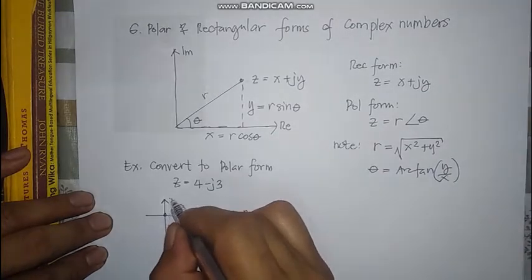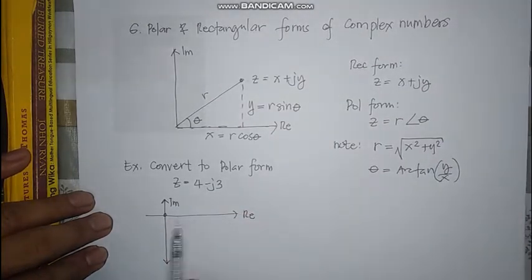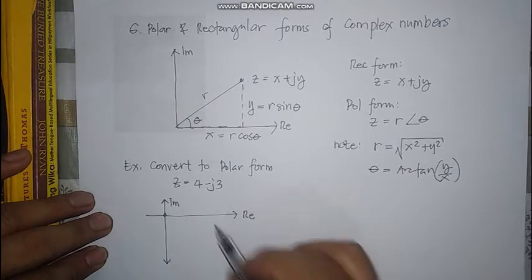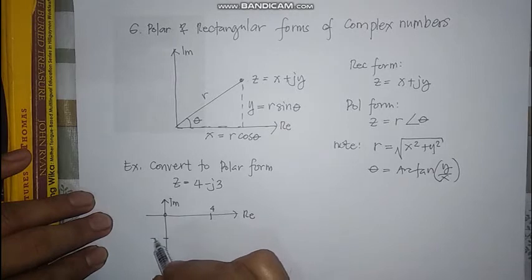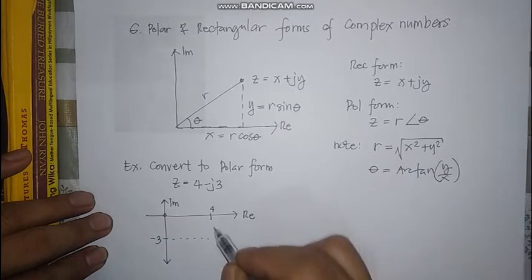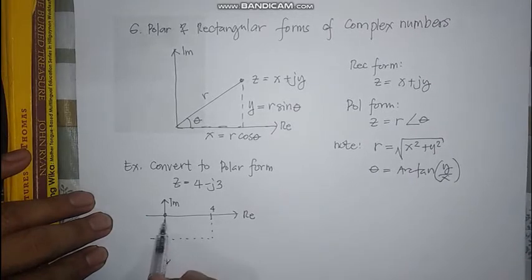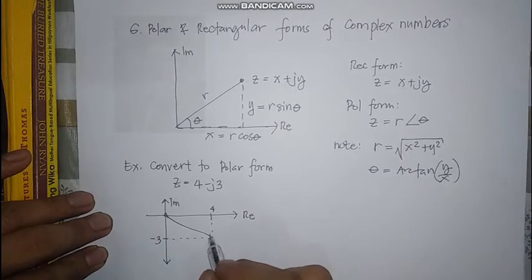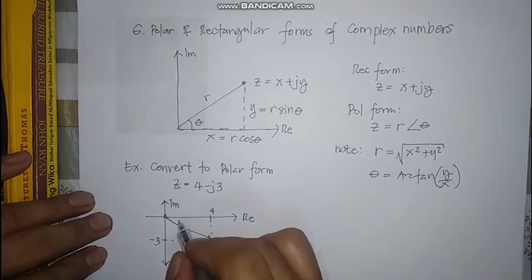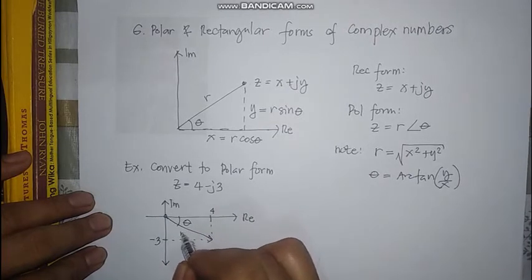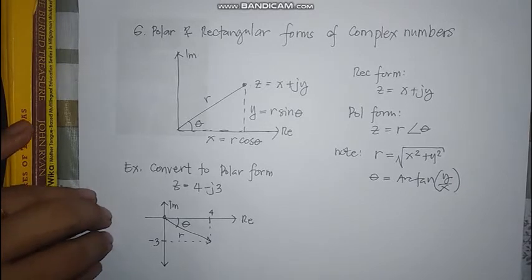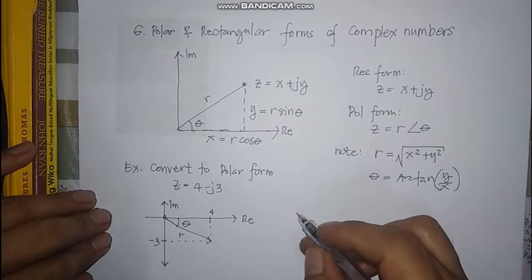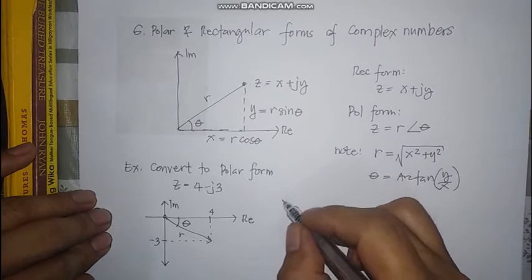That is your real and imaginary axis. So 4 is actually your real value and your imaginary value is 3. Now if you connect the points from the origin, you can form a right triangle with an angle of theta, and the hypotenuse, or r, is equal to the magnitude of your complex number.